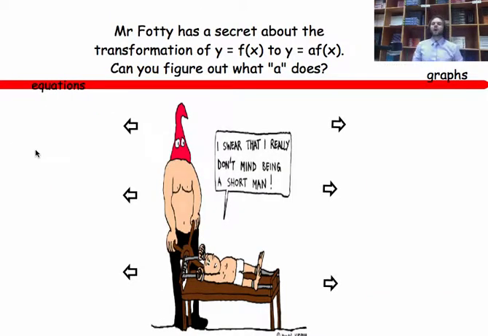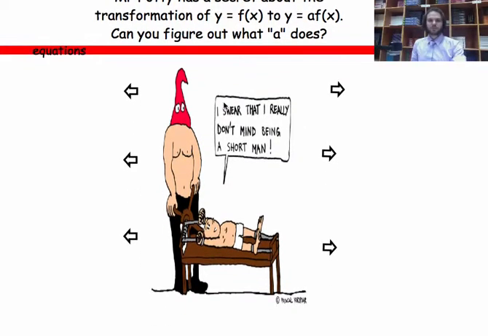Okay, so now I have a second secret for you. What does a do? So a is outside of the function. So in other words, y relates to a, doesn't it? So y over a, or 1 over a times y, is the same thing as the function there. I multiply both sides by a. Alright, let's see if we can figure it out.